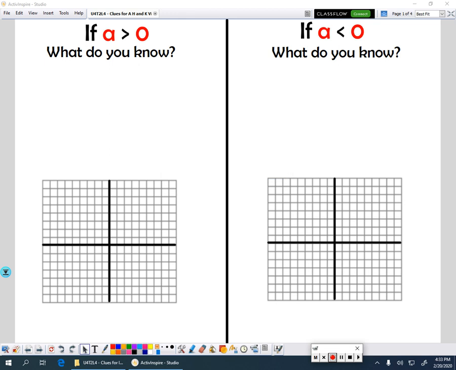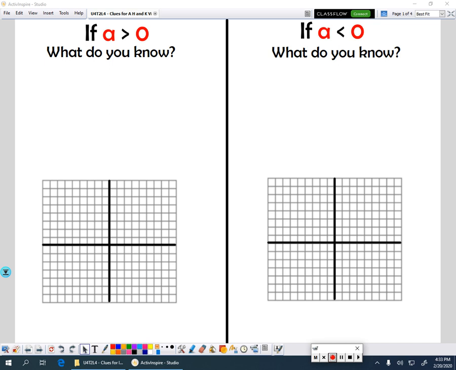So we're going to look specifically at our A, H, and K values to see how they determine where our parabola is and what it looks like. And then we're going to use clues to put a parabola in the right place. So let's talk about our A value first.